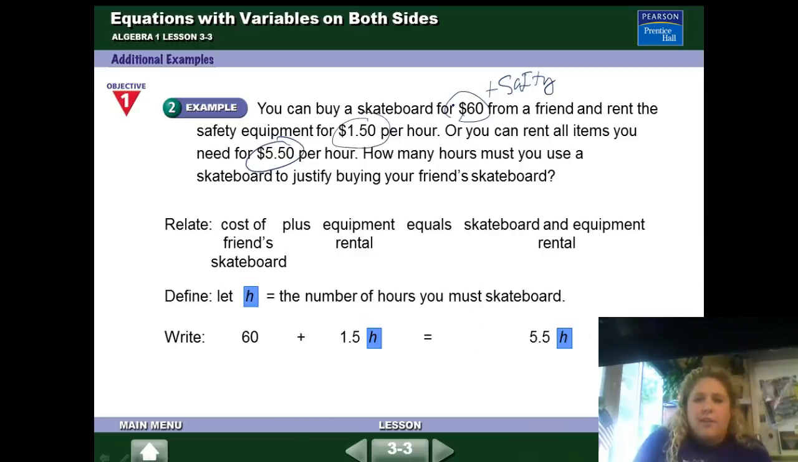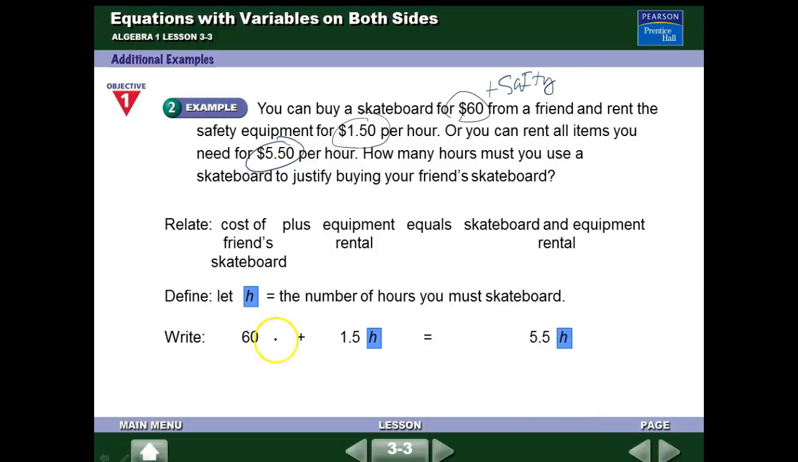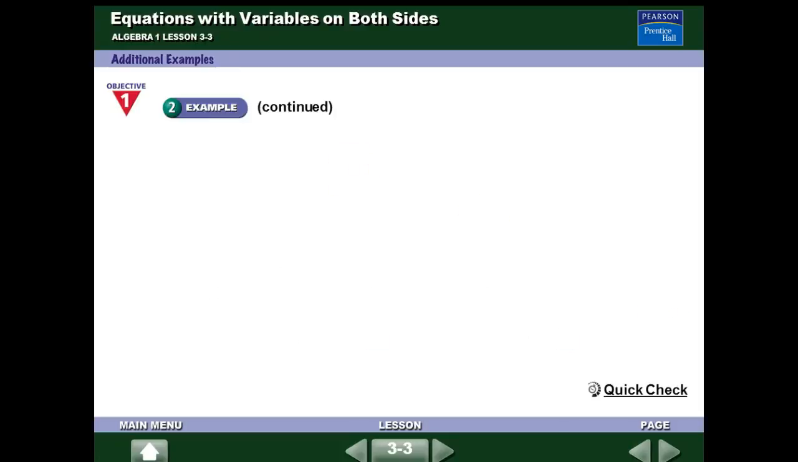Here they're just explaining everything out. This example, we know one option was to spend 60 bucks on the skateboard from your friend, buying that from your friend, and then adding $1.50 each hour I use it for the safety equipment. The other option was to just rent everything for $5.50, and how much that would cost you depends on how many hours. So we're going to times that per hour as well. Well, we need to solve. So to solve, we can set both equations equal to each other and then start solving.